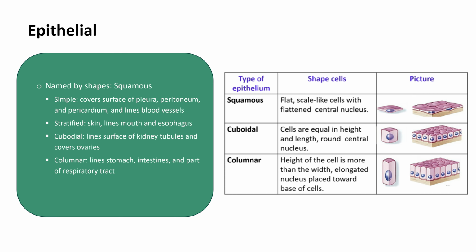So you can see here, your squamous are going to be flat, scale-like cells with a flattened central nucleus. Your cuboidal are going to be cells that are equal in height and length, with a central nucleus. So that's more like a square or a cube, and then you have your nucleus in the middle. It's kind of like a ball being suspended inside of a box. And then your columnar, the height of the cell is more than the width. So this is more of a rectangle or a column. Your nucleus is going to be placed towards the base of the cell, so it's going to be towards the bottom of the cells.